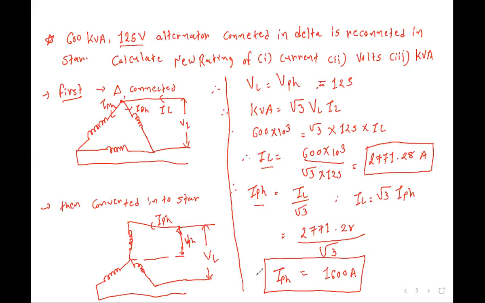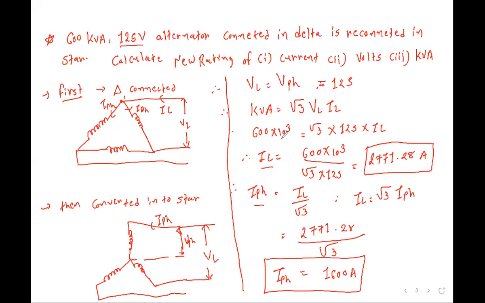See, they are giving that the voltage is 125 for delta connection. My line voltage is equal to my phase voltage there. And the equation for the kVA is root 3 VL IL because we have three phase. Suppose instead of three phase, they say single phase alternator, then you do not multiply by root 3, because for single phase alternator, kVA is equal to V into I only. We multiply root 3 for the three phase connection.